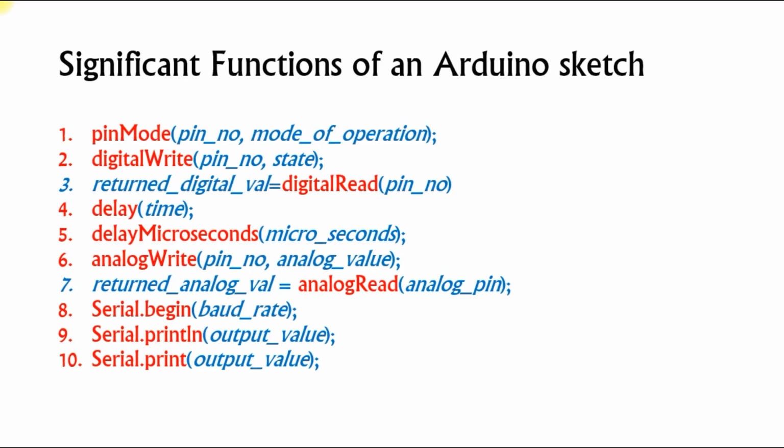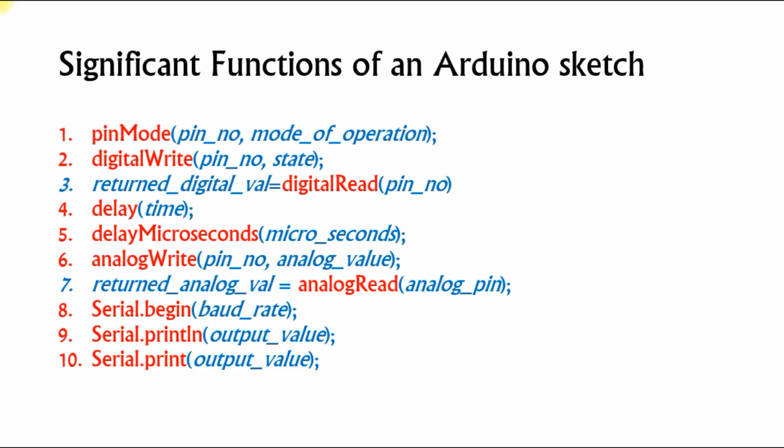So for digitalWrite, the input arguments are again the pin number, comma, the state. If you want to give the state as HIGH to the LED which is connected at the 10th pin, first you have to tell the pin number and then the state of that particular device, right? So digitalWrite of pin number comma state.